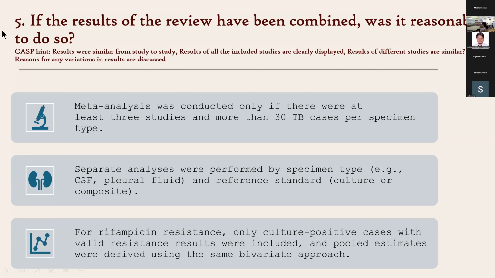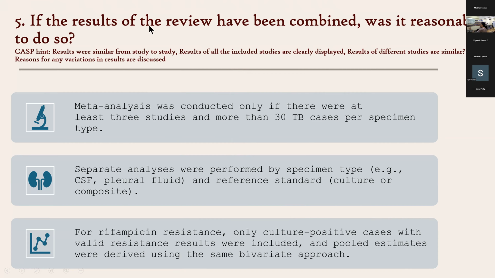So now we sort of come back to the CASP. If the results of the review had been combined, was it reasonable to do so? So was it good to do a meta-analysis? They only conducted a meta-analysis if at least 3 studies were there. So if only one study talked about something, they just gave it as a narrative report. They didn't combine it in the meta-analysis. And they needed at least 30 cases. So at least 30 lymph node TBs were there between those 3 studies. Then only they gave you a pooled result.